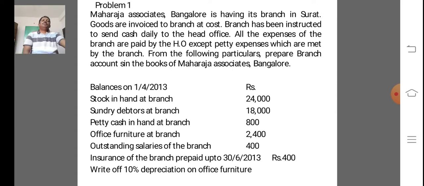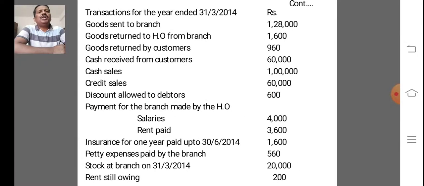Balance on 1/4/2013: stock in hand at branch 24,000, sundry debtors at branch 18,000, petty cash in hand at branch 800, office furniture at branch 2,400, outstanding salary of the branch 400. Insurance of the branch prepaid up to 30th June 2013 is rupees 400. Write off 10% depreciation on office furniture.